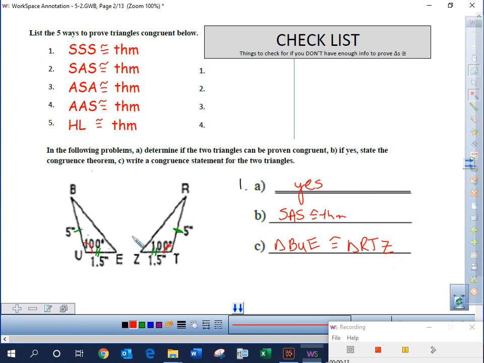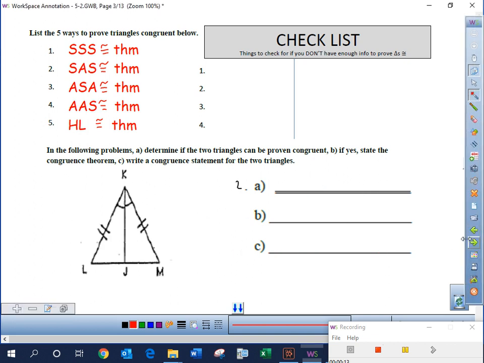So nothing really new on that one. That's all old school, except we did have to kind of put the markings in our picture in that situation. But these next ones are a little different. They're trying to see if these two triangles are congruent. So I'm just going to show you.